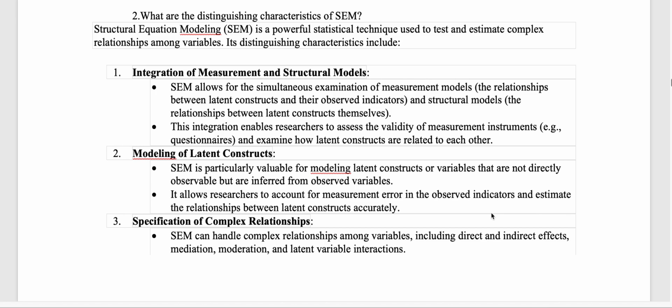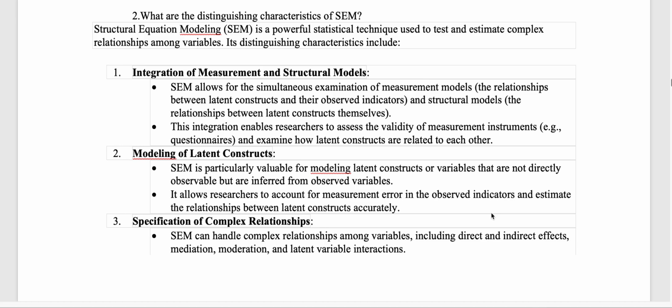Second is modeling of latent constructs. These are the characteristics of structural equation modeling. Structural equation modeling is particularly valuable for modeling latent constructs, which are variables that are not directly observable but are inferred from observed variables. It allows researchers to account for measurement error in the observed indicators and estimate the relationships between latent constructs accurately.